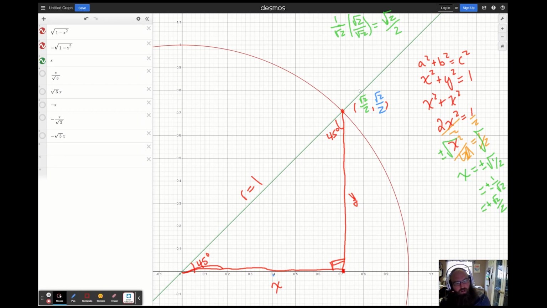But this is my first special triangle here, so recognize that at 45 degrees, my x is root 2 over 2, my y is root 2 over 2, okay? And then I have a couple more special triangles that I can use. So that was the first triangle we want to show you.